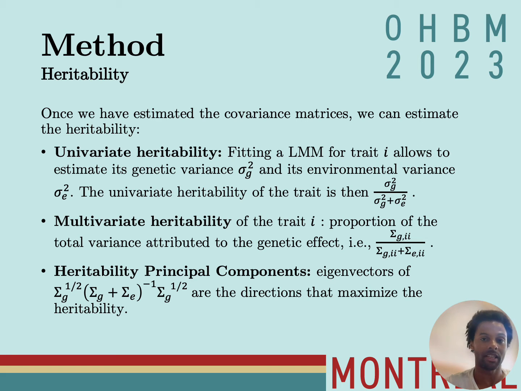In the multivariate setting, if we're interested in computing the heritability for phenotype i, it is essentially the same formula, except the variance for phenotype i is the ith diagonal coefficient of the covariance matrices. And so we have a similar formula. And finally, because that's what's of interest for us, to compute the heritability principal components, we just have to find the eigenvectors of the matrix that is given here, which are the directions that actually maximize the heritability.